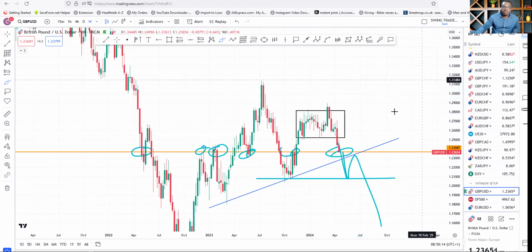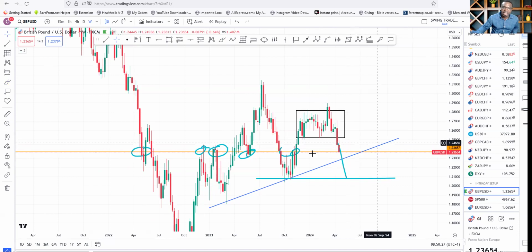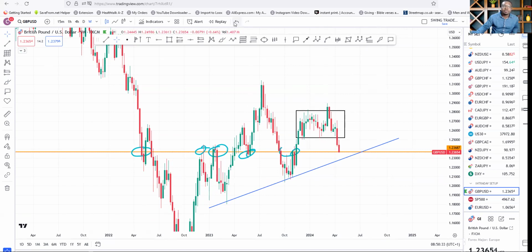So I want to pay attention to that, because sometimes we don't want to get overexcited that, oh, it's a trend, let's jump in, the market is going to drop. It doesn't happen that way. You have to also consider other areas of interest. So that's what I'm looking for.